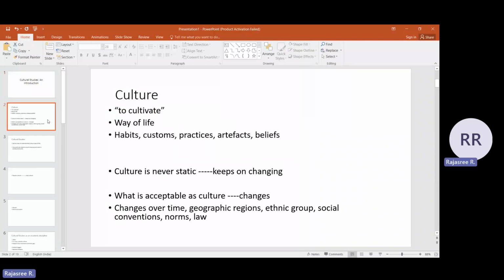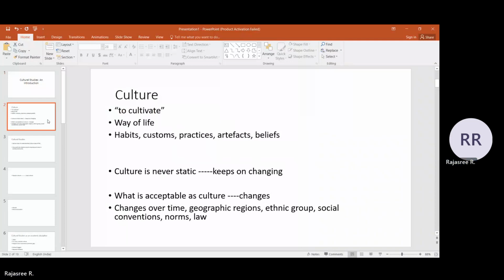So it could mean the habits, customs, practices, artifacts, beliefs that a society or a community follows. We often speak of Kerala culture. So it has a custom or a practice or a habit which defines a peculiar community or a group. So it could be defined as a way of life.